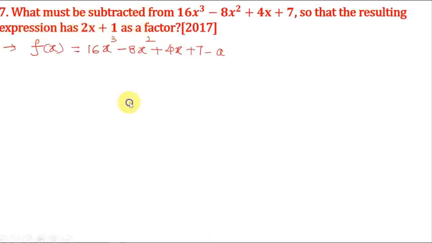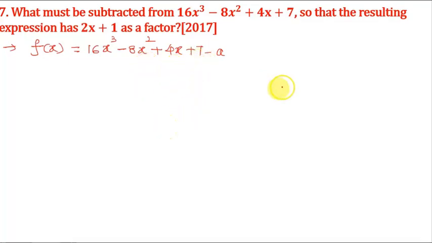What must be subtracted from 16x cubed minus 8x square plus 4x plus 7 so that the resulting expression has 2x plus 1 as a factor? Same type of problem. Here we will consider the polynomial as f of x. A will be subtracted from this polynomial. Therefore, the polynomial will be like this: f of x is equal to 16x cubed minus 8x square plus 4x plus 7 minus a.